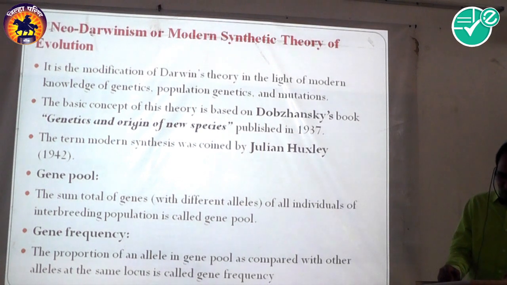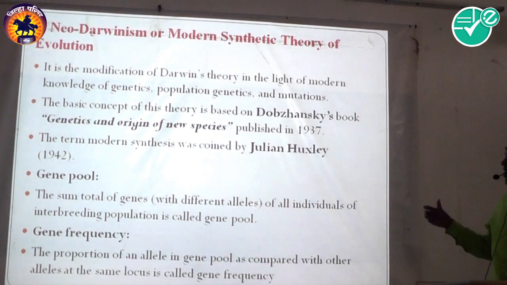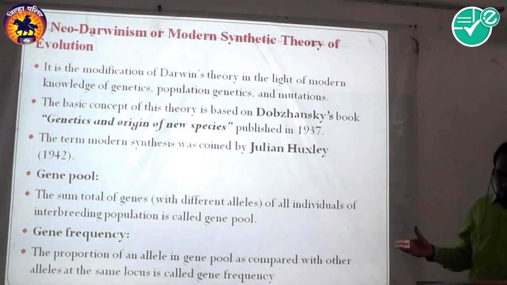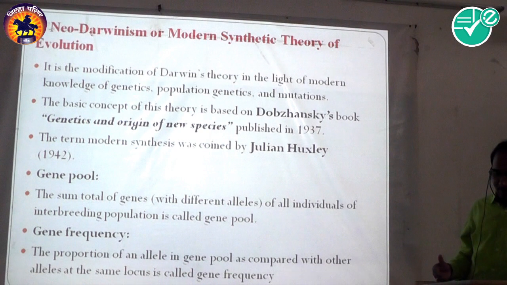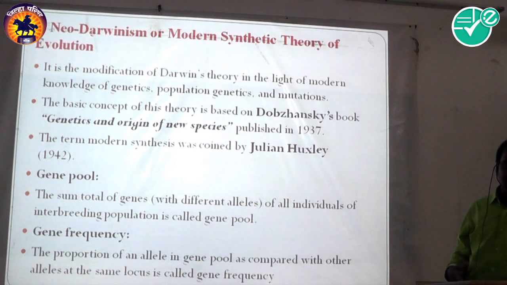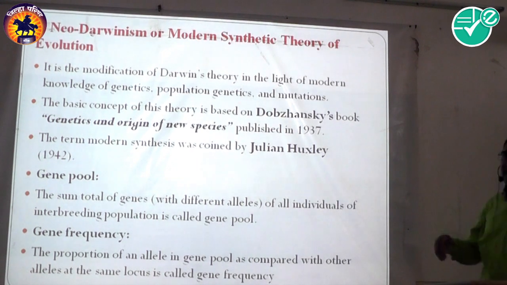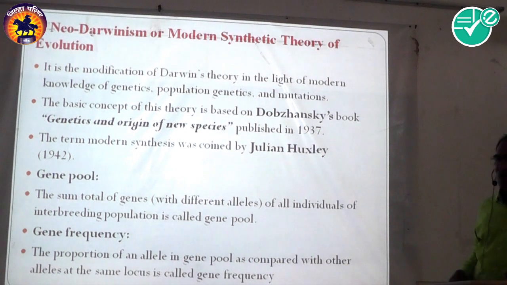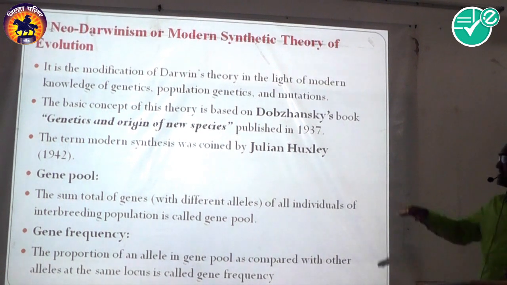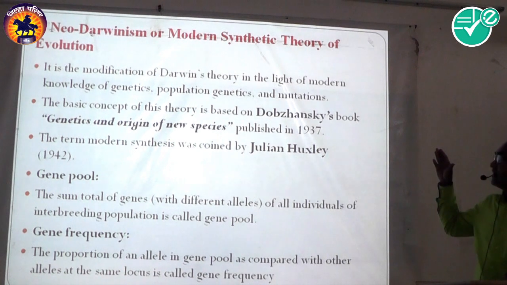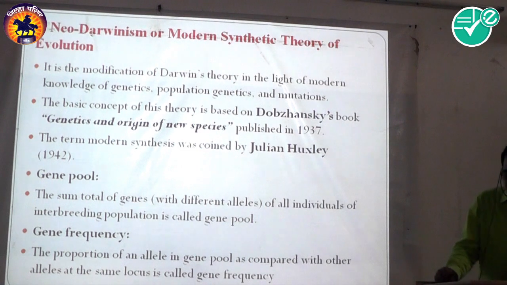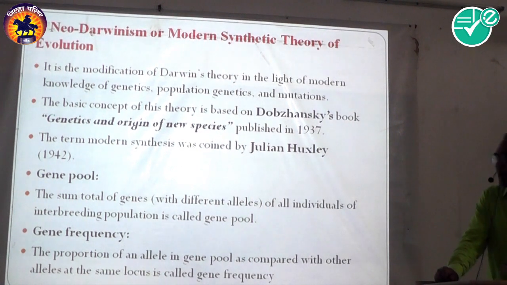The architects of this theory are many scientists like Dobzhansky, then Mayr, then Huxley, then Simpson, then Stebbins, then Fisher, then Haldane, and then Sewall Wright. All these scientists came together and, in the light of genetics, remodified Darwin's theory. So this theory is known as neo-Darwinism. In neo-Darwinism we basically study population genetics.